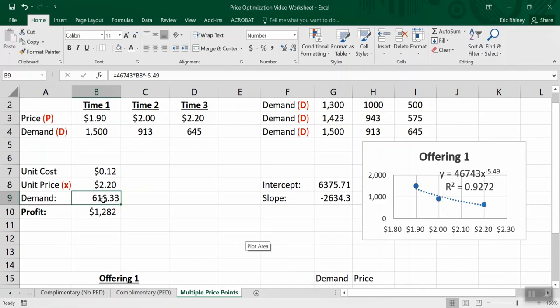Again, now that we have this demand curve that's more accurate, we can go into Solver. I'm not going to do it now, and solve for maximizing our profit by changing our price, and figure out what that would be now that we have this demand curve. So that's it for price optimization.